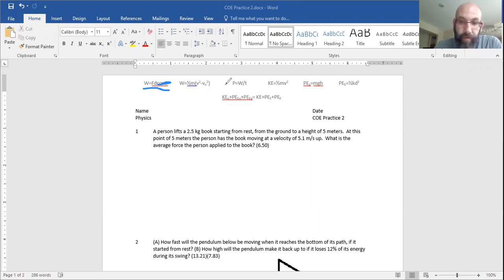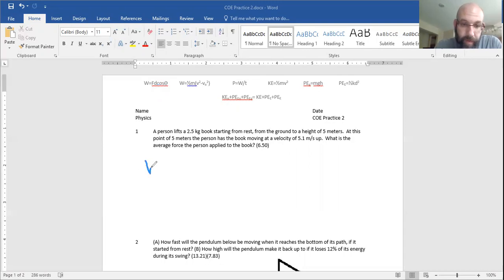So looking through, I want to figure out how we know what work is. If we look at these two equations right here, this is the one we're going to look at. We wrote it down like this in the notes. Work equals delta K. Work equals the change in kinetic energy. So that's really the equation we're going to use.